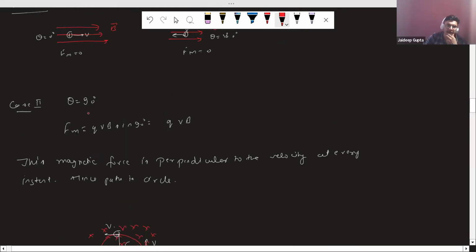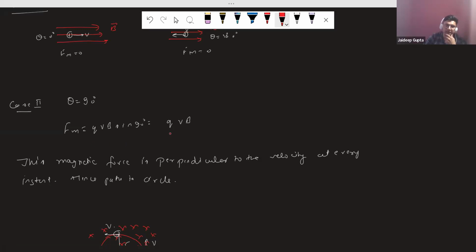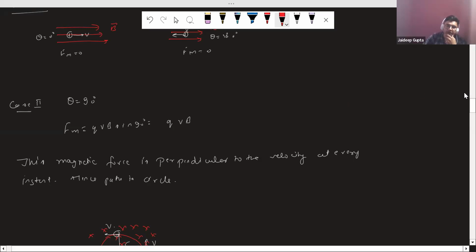Second case is when theta is 90 degrees. Theta is 90 degrees means the force experienced by the particle is maximum, that is QVB. Fine.